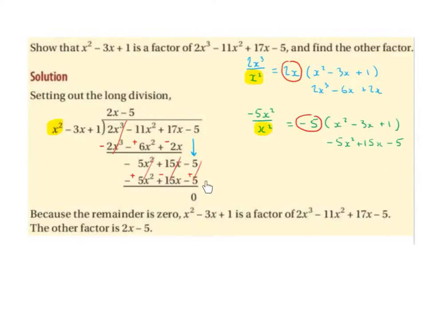I'll write this down here, and again we change the signs. So I've written in red what the new sign is. So this becomes a plus, this becomes a minus, this becomes a plus. They all cancel, leaving us with a remainder of 0. Because the remainder is 0, x squared minus 3x plus 1 is a factor of 2x cubed minus 11x squared plus 17x minus 5, and the other factor is 2x minus 5.